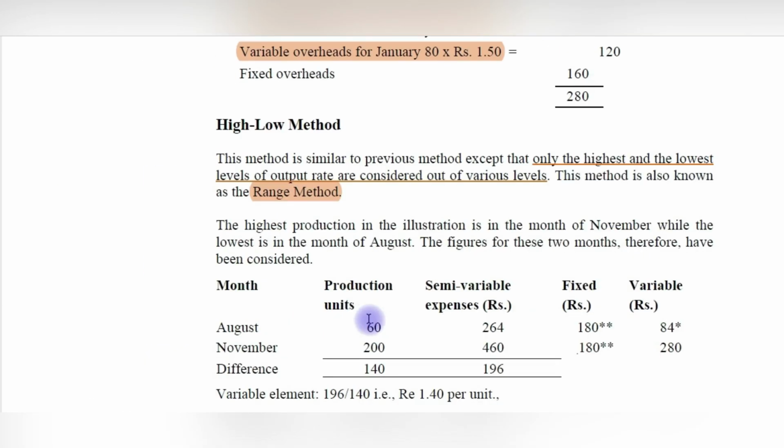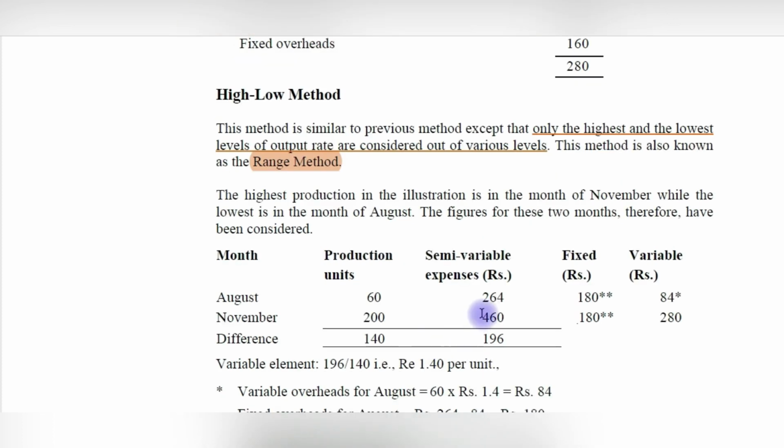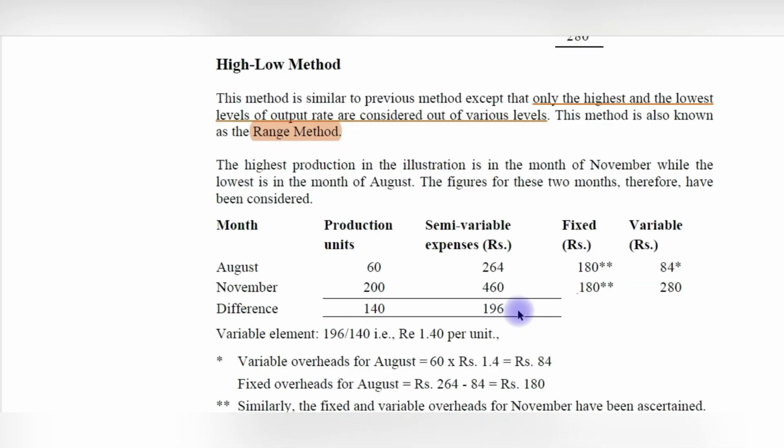The same is given here also. High-Low method. Only the highest and the lowest levels of output are considered out of various levels. Here we will take August and November only. This is the lowest production. November is the highest production. I said 136, no? It's 196. My calculation was wrong. Okay, no problem. You try to understand the point that I am trying to say.